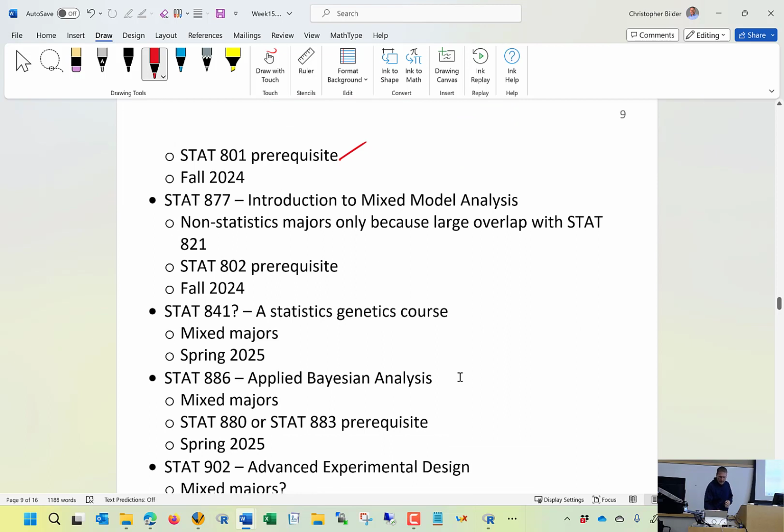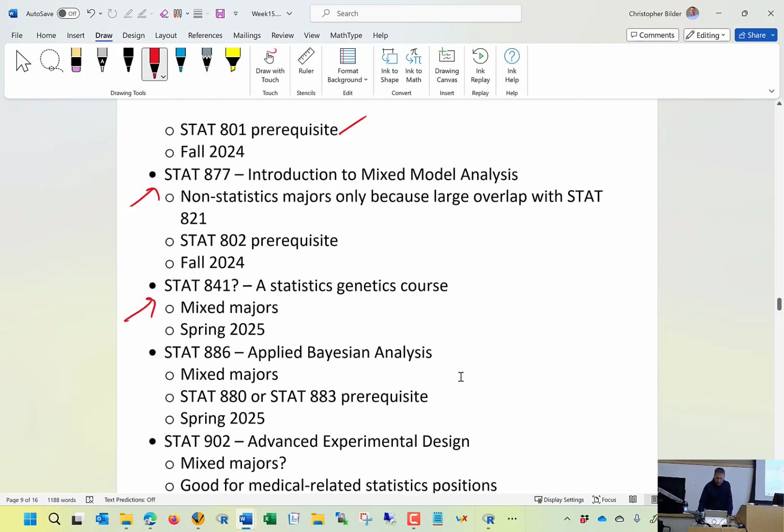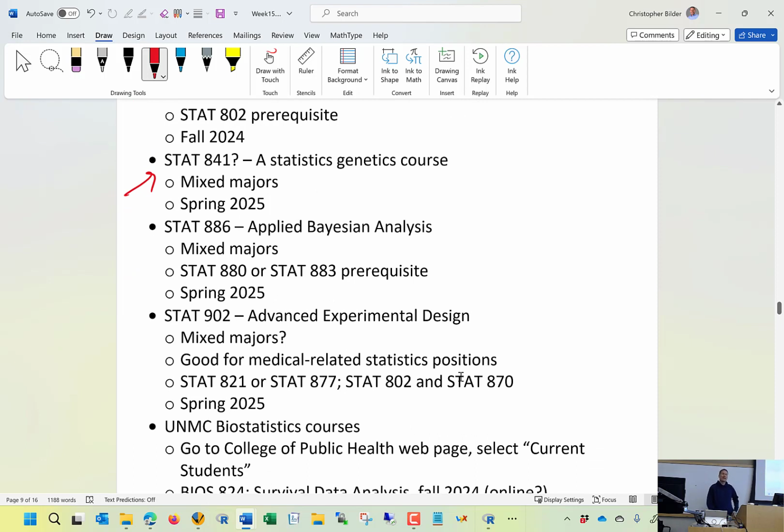A course for non-stat majors that they could take is Introduction to Mixed Model Analysis. This is not meant for stat majors at all because there's an overlap with Stat 821, maybe a little bit 822 as well. Basically, it looks at how we can use both fixed effect terms and random effect terms in our models. In spring, there's supposed to be some kind of statistics genetics course that's going to be taught.